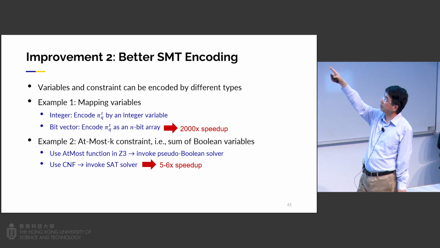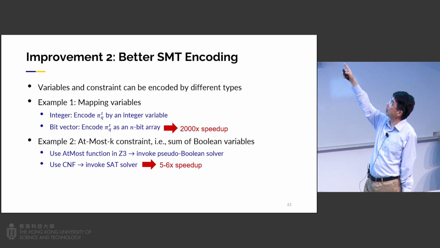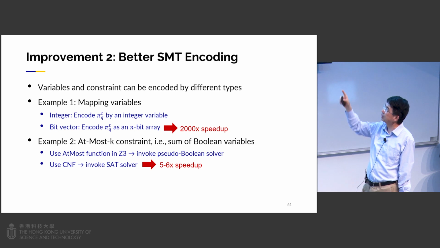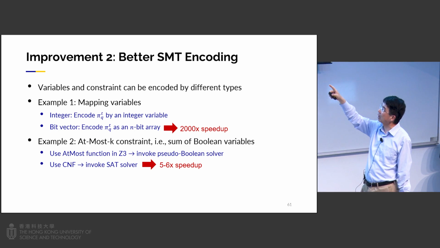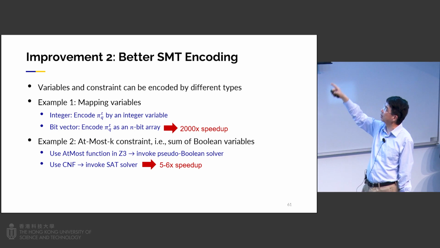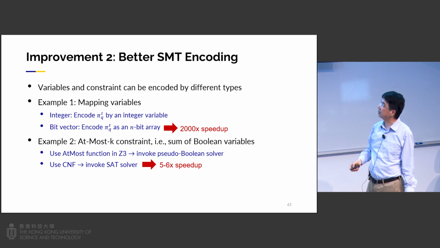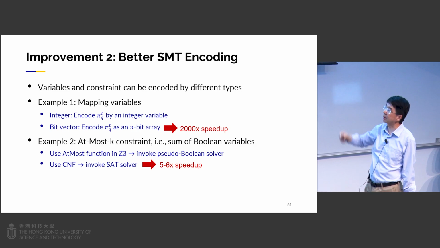The next one I will tell you is that the variables can be encoded in different ways. One is that we literally encode it as an integer variable. Remember, pi q t says, okay, logical qubit q at time t, which physical qubit does it go to? So that gives you a number. But now we change it into a bit array. We were surprised that this bit vector gives a huge improvement in speedup.